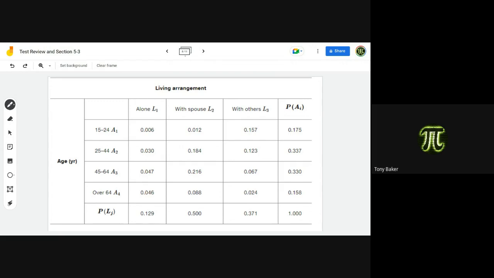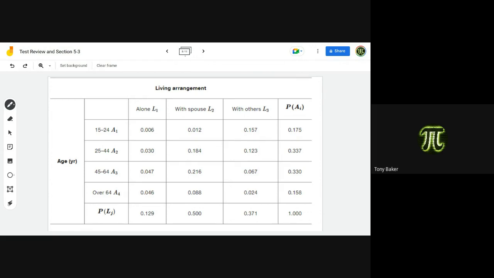What is the probability that a person selected is over 64? 0.158. What is the probability that a person selected lives with a spouse and is over 64? 0.088. Okay. So notice none of those questions had the word given in them. So they are not conditional. They're just the percentages that are on there.